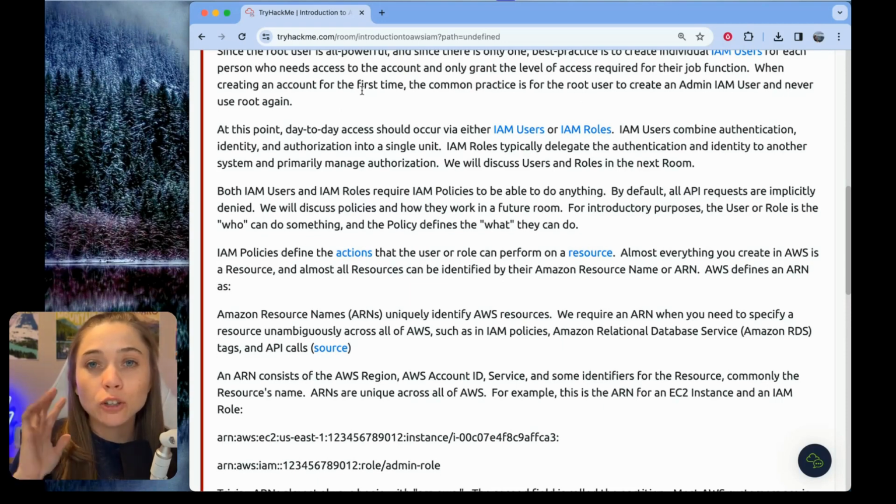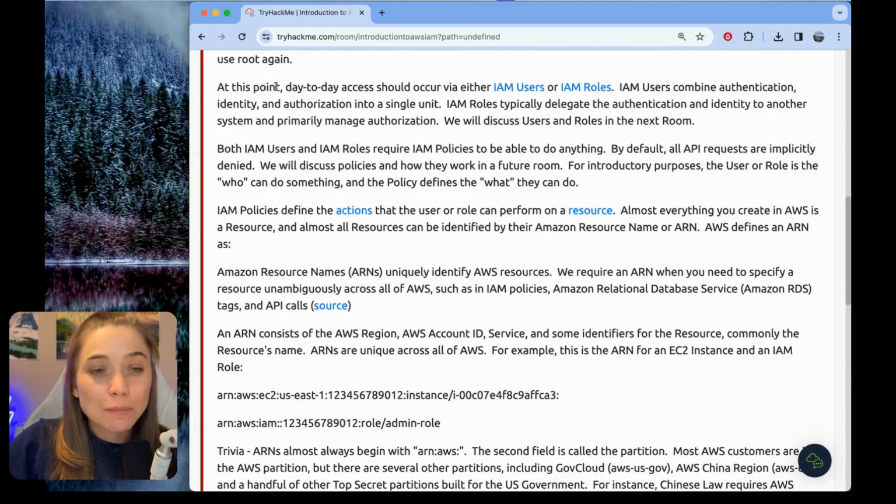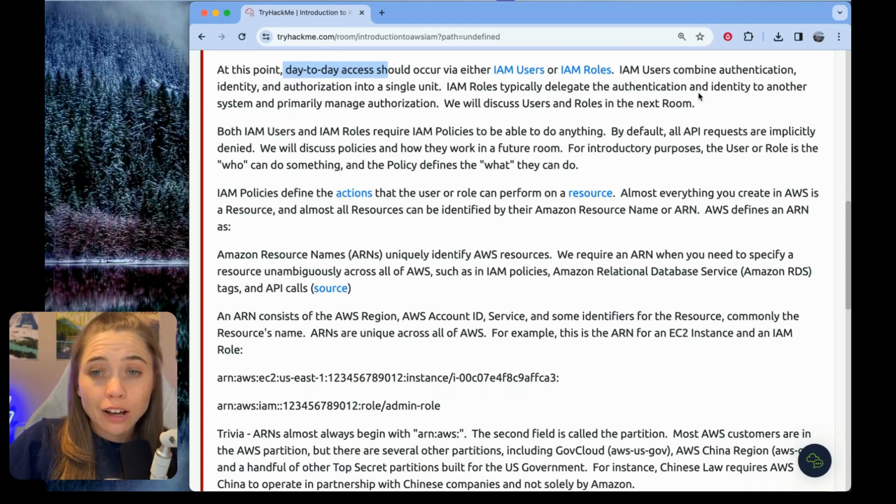You really want to avoid using the root user. You don't want to be logging in as the root user all the time. You should create a day-to-day admin user to use instead. Oh, I swear I didn't read this. At this point, day-to-day access should occur via either IAM users or IAM roles, and IAM users combine authentication, identity, and authorization into a single unit. IAM roles typically delegate the authentication and identity to another system and primarily manage authorization. Interesting. I don't know if I've really thought about it like that before.